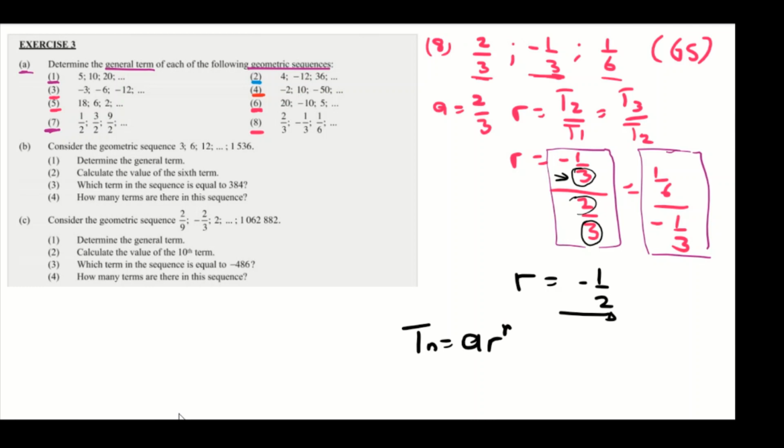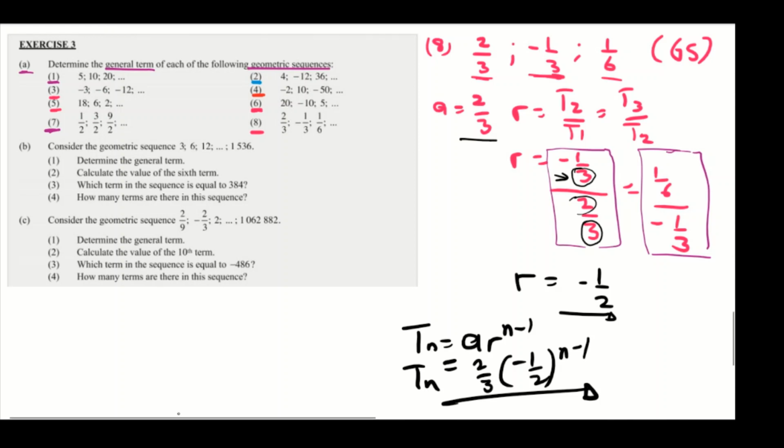And now the general term is AR to the power of n minus 1. My A value is 2 over 3, so it's 2 over 3 into minus 1 over 2 to the power of n minus 1. So you can just leave it here or simplify it further. So that is how we solve these problems here. So we are done.